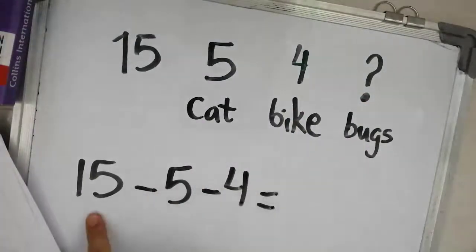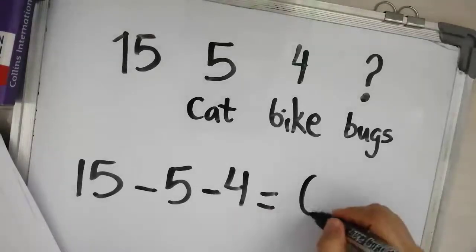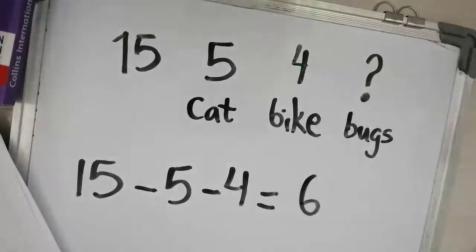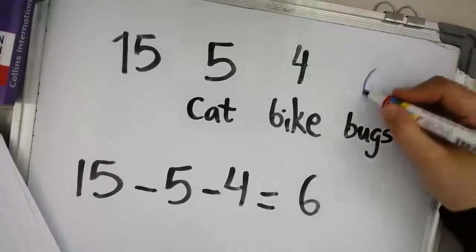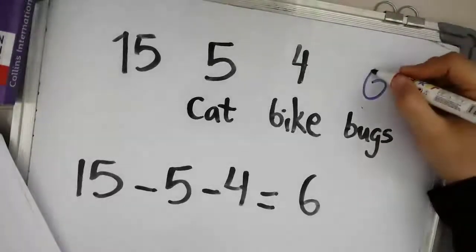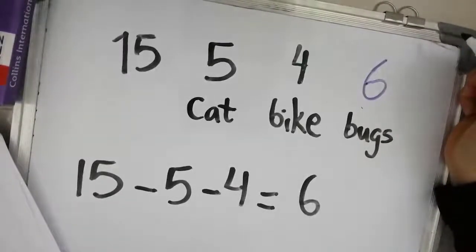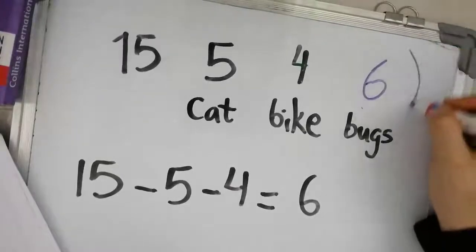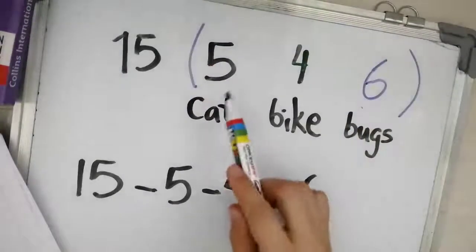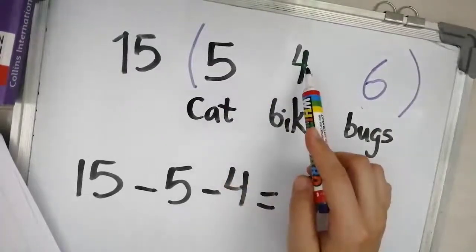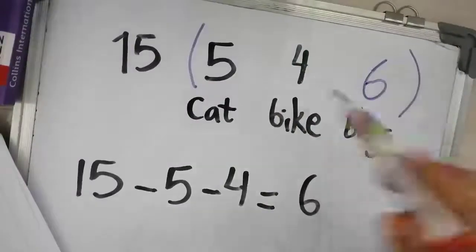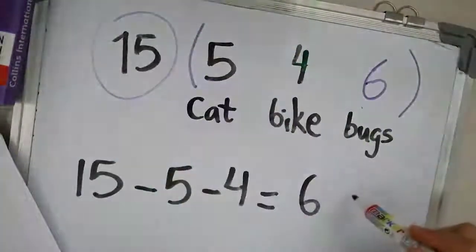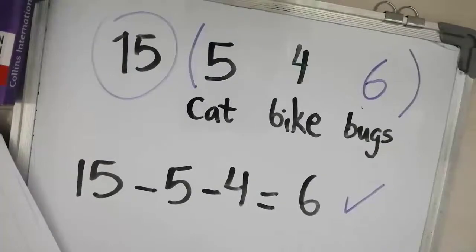Okay? What's 15 minus 5? 10. What's 10 minus 4? 6. So she spent 6 minutes catching bugs. Okay? How can I make sure? Let's check by adding this time. So 5 minutes playing with the cat plus 4 minutes riding her bike, that's 9. 9 plus 6 is 15. So there you go. My answer is correct. She spent 6 minutes catching bugs.